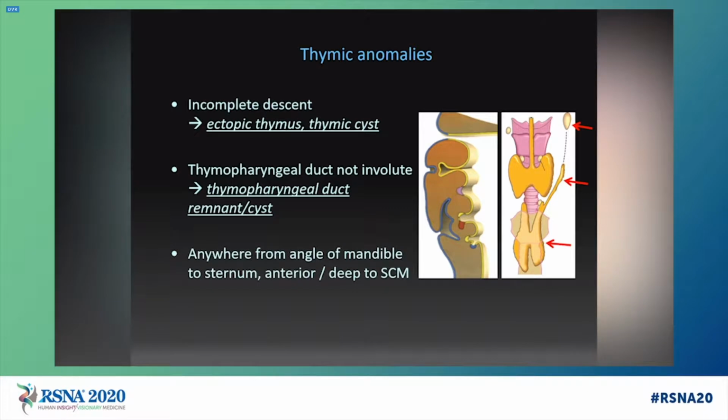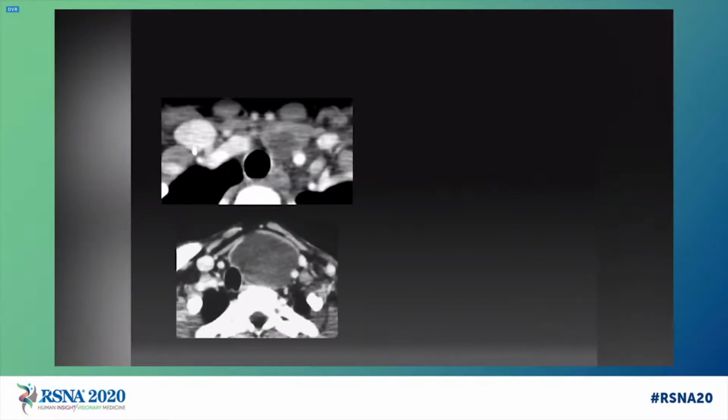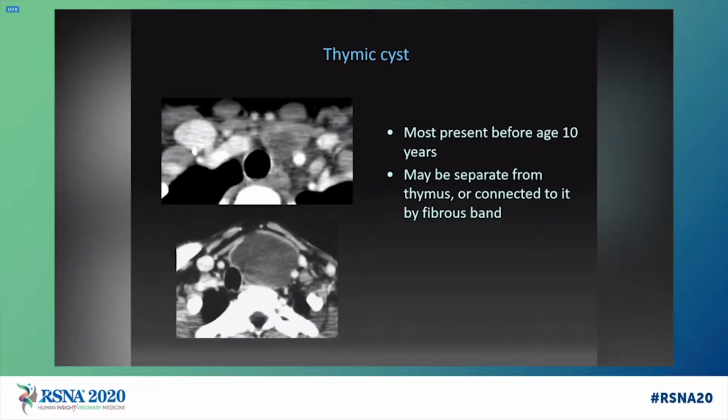So a thymic lesion would be expected anywhere along the path from the angle of the mandible down towards the sternum, anterior or deep to the sternocleidomastoid muscle. Here is a case of a lesion that goes down along that tract. So it's lateral, posterior to the angle of the mandible, and it goes down lateral to the thyroid gland, and this was a thymopharyngeal duct remnant. Here's another lesion that is inferior to the thyroid lower pole, going down towards the mediastinum. This is a thymic cyst. A lot of them present before age 10, and they may be separate from the thymus or connected by a fibrous band.